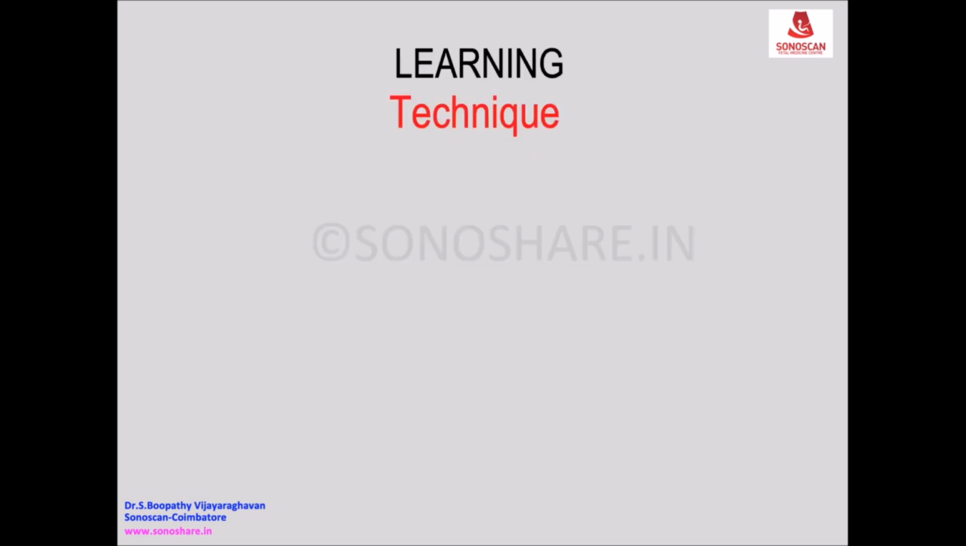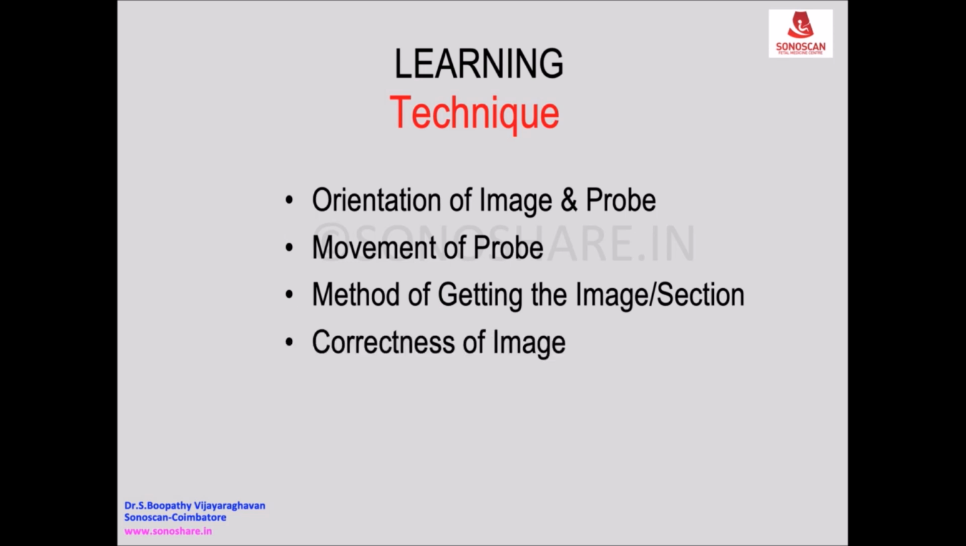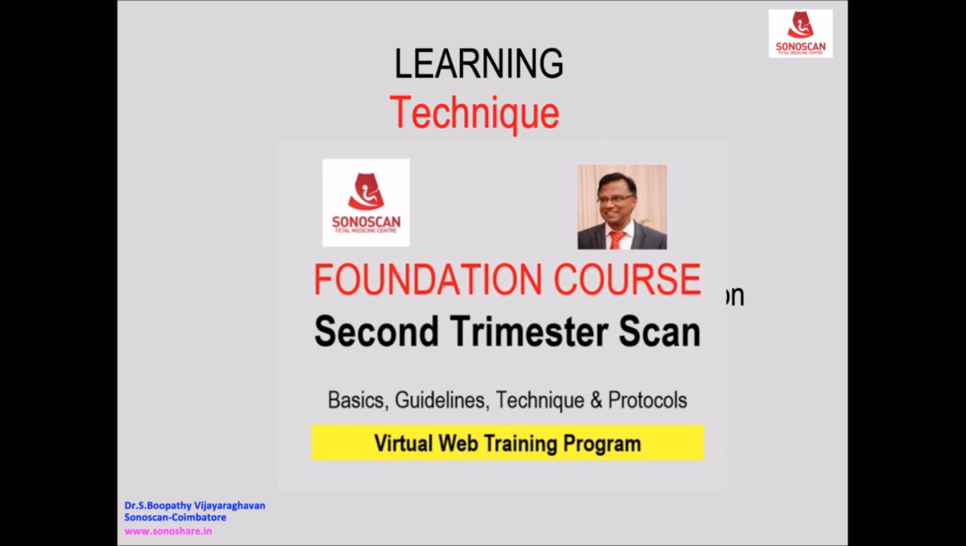Now, the technique involves learning the orientation of the image and the probe and various movements of the probe, and the method of getting the image of a particular section, and analyzing the correctness of the image. If it is not correct, how to get the correct image is described, and then we proceed to the technique for each fetal part. So all these are covered in this foundation course on second trimester scan.